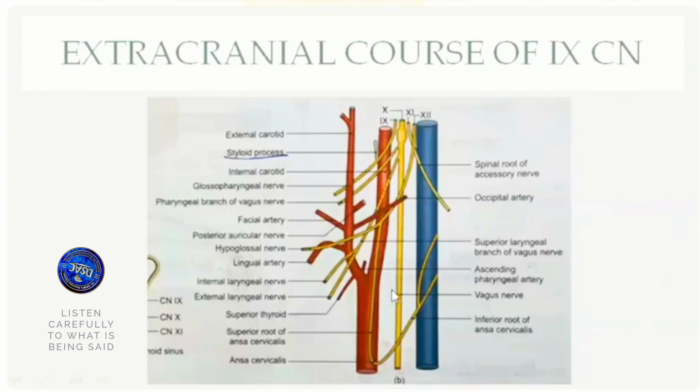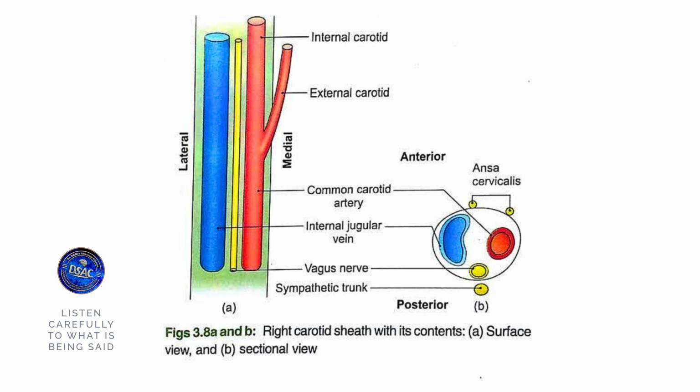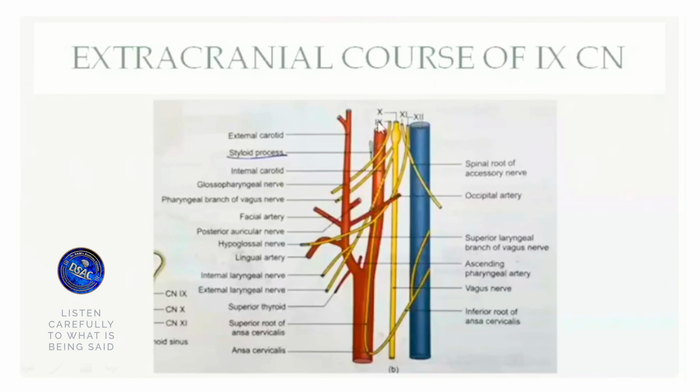So remember that, everybody knows what the contents within the carotid sheath are: internal carotid, common carotid on the medial side, internal jugular vein on the lateral side, and vagus in between, right? This everybody knows. Now, what are the contents in the upper portion? There are the 9th, 10th, and 11th cranial nerves, which are also contents of the carotid sheath, right? So the 9th nerve becomes a content of the carotid sheath.